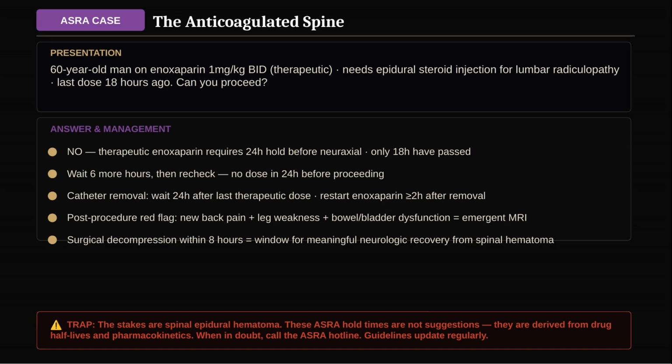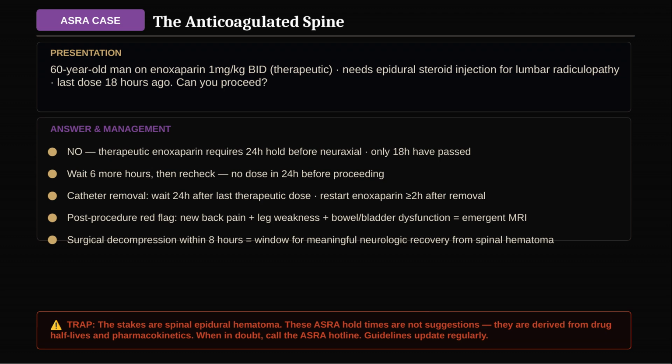A 60-year-old man on enoxaparin 1 milligram per kilogram twice daily needs an epidural steroid injection for lumbar radiculopathy. His last dose was 18 hours ago. Can you proceed? No. Therapeutic enoxaparin requires a 24-hour hold before neuraxial procedures. Wait 6 more hours, recheck, and proceed only if no dose has been given in 24 hours.